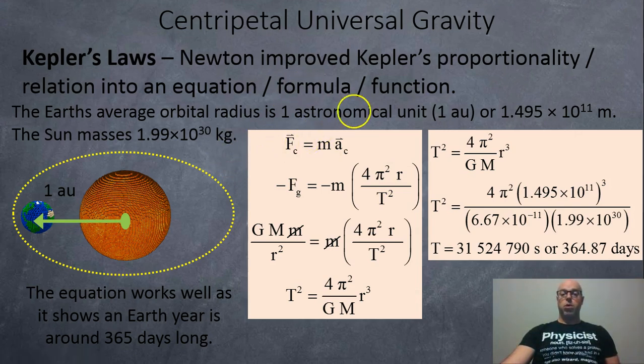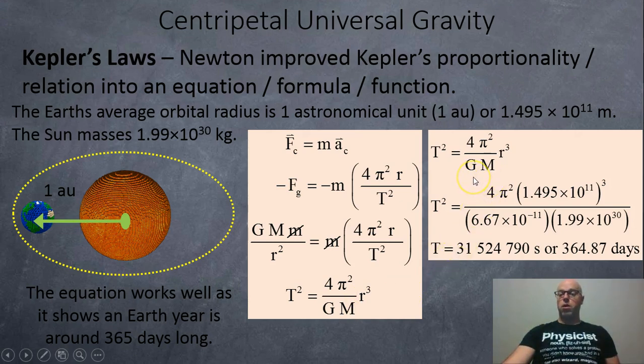So centripetal force is equal to mass times acceleration. In this case, it's provided by universal gravity. And we're interested in periods, so we're going to use 4 pi squared r over t squared for our centripetal acceleration. And gravity, of course, is universal gravity, GMm over r squared. Now both sides have an m, and they both have a negative sign, so they cancel out. And we end up rearranging the formula to get T squared equals 4 pi squared over GM times r cubed. So it shows that Kepler was right.